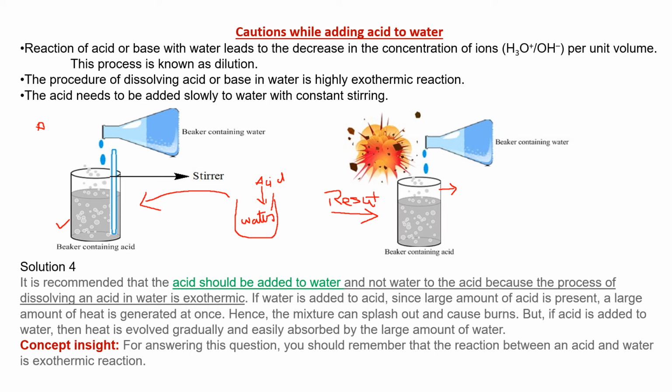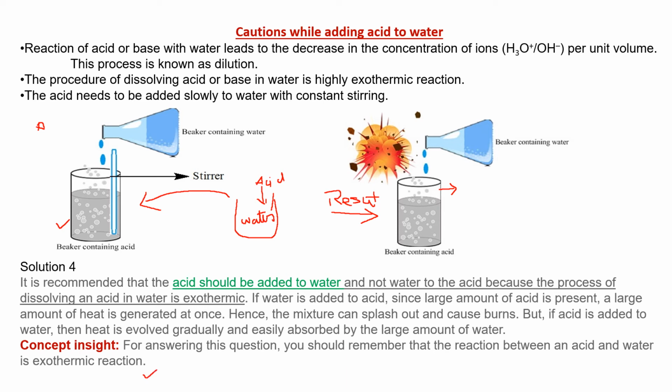You should stir that solution, right? Why? Because whatever heat is produced will go off, it will get evolved. Because this is an exothermic reaction, if you touch the container, you will find the container is literally hot. This is the experiment. This is a very, very important experiment. Questions can be asked from this experiment. For answering, you should remember that the reaction between acid and water is an exothermic reaction.